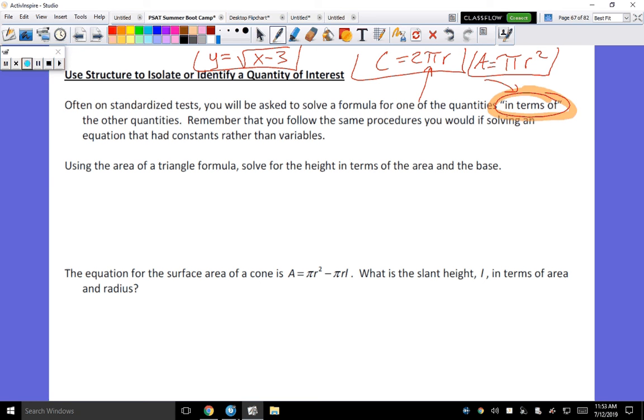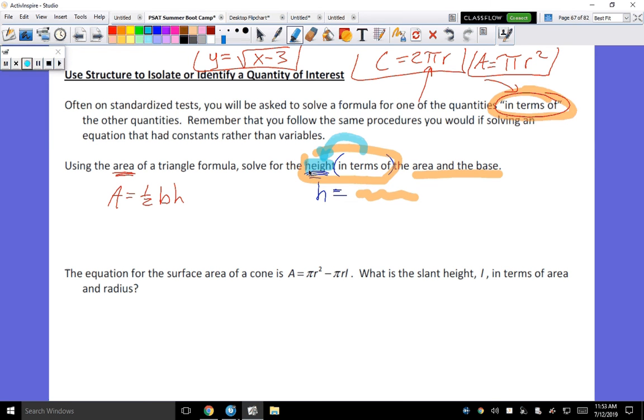Remember that you follow the same process you would if solving an equation that had constants rather than variables. So for instance, use the area formula for a triangle, which is 1/2 times base times height, and solve for the height. Look at this. Solve for the height in terms of, that means get h alone, and all this in terms of is the area and the base. You with me? So when you see something like this, whatever's in front of this in terms of, get it alone. Okay? So we're going to get h alone.